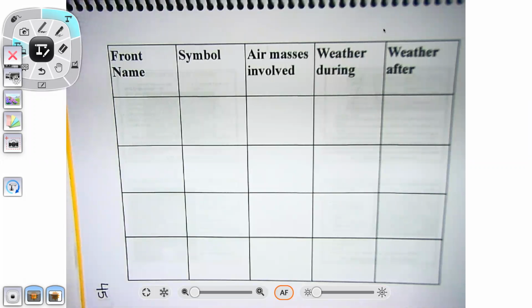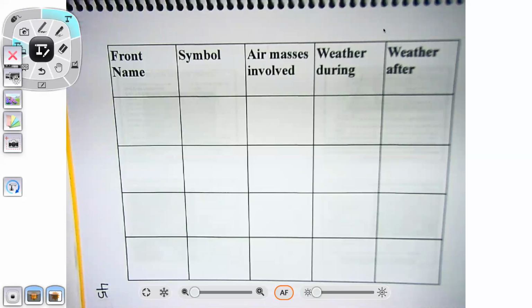So, what we're going to do today is talk to you about the four main types of fronts. You should have, before you started working on this chart, watched a video. So, you should have a little bit of background knowledge about fronts. But I'm going to give you some more.